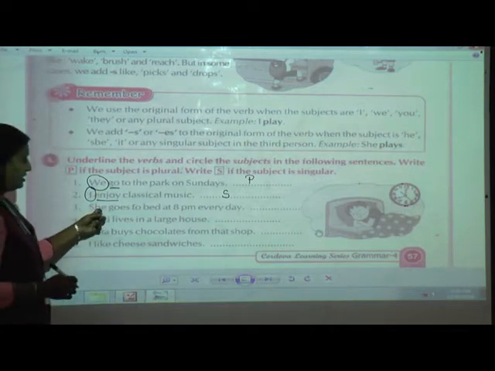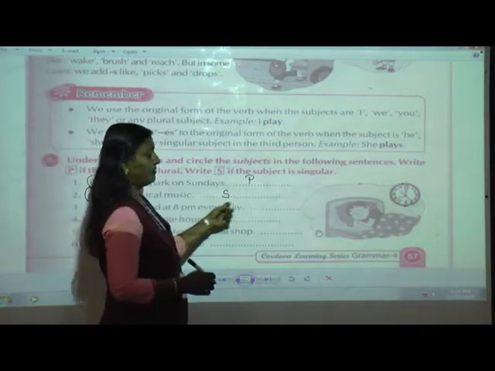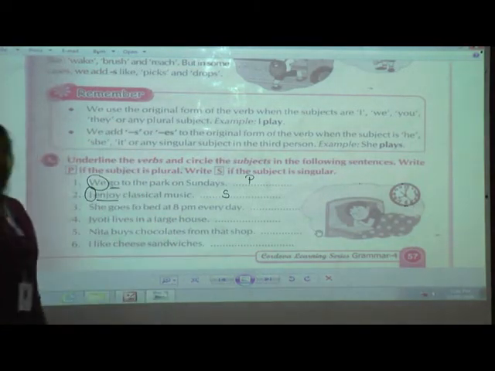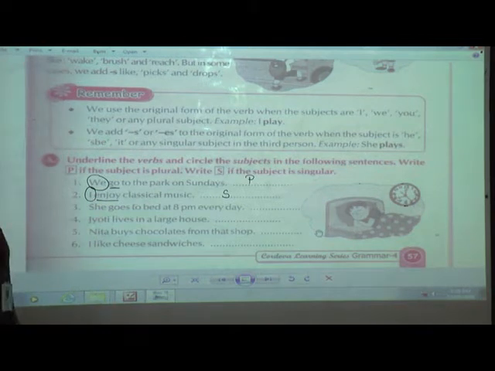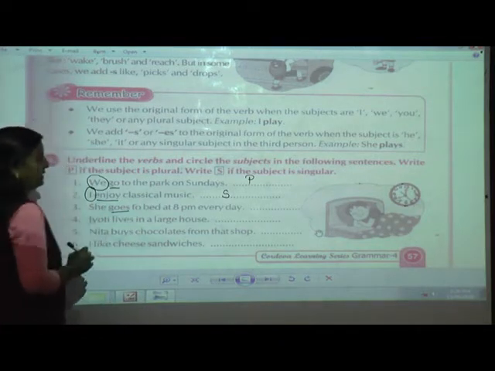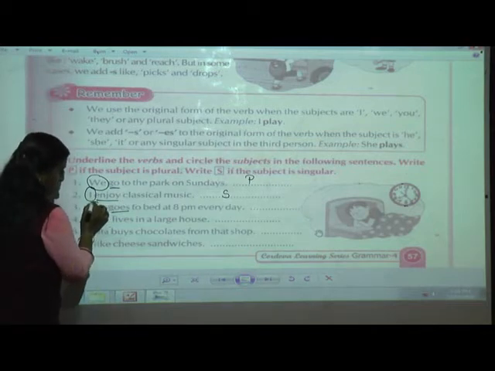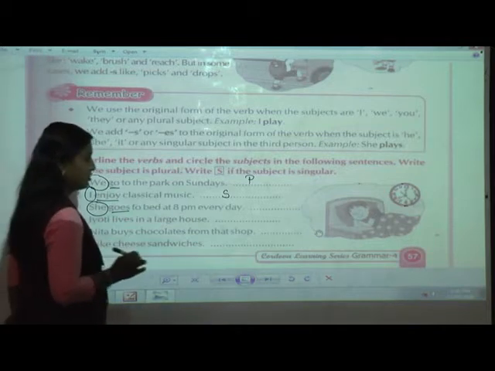Third one: she goes to bed at 8 p.m. every day. Now what is the verb over here? Exactly, it is goes. So underline. What is the subject? Yes, she. So what am I going to do? Circle. Now tell me, she is what? Singular.